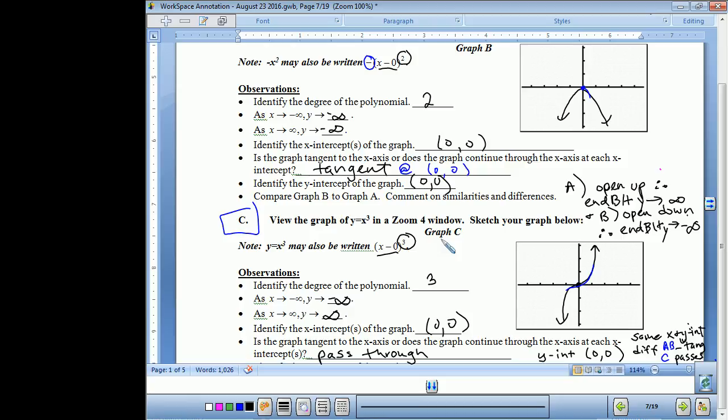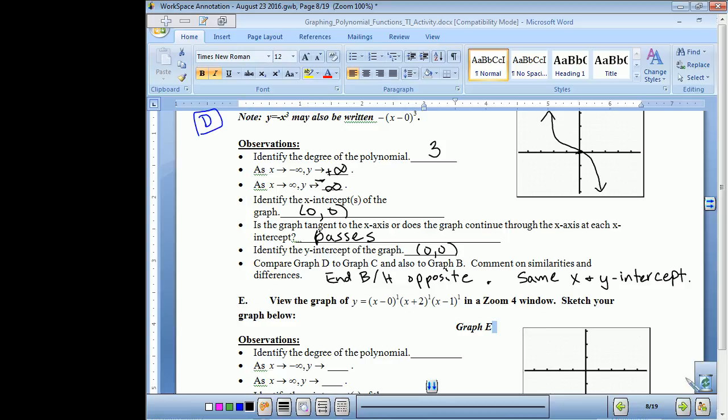Let's look at D. It is also an odd degree polynomial. It's a degree of 3. So look at the end behavior. Are they opposites? Yes, they're opposites. D has a degree of 3 and a negative leading coefficient. So this time it's going to rise to the left and fall to the right.